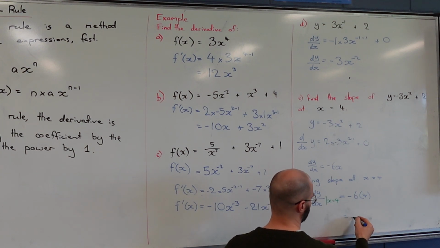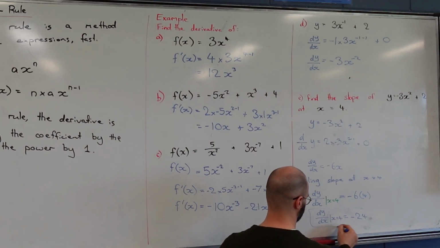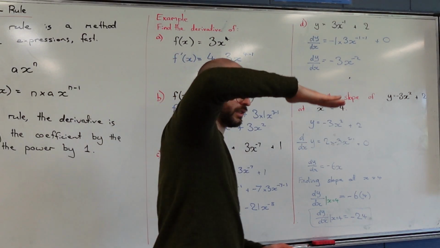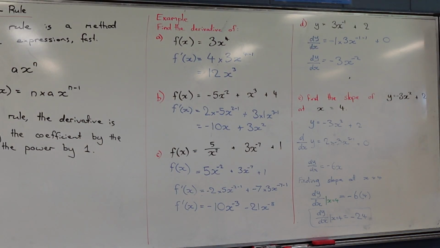So 6 4s are 24. What's the slope when x equals 4? It's got a slope of 24. So the tangent, which is y equals minus 3x squared plus 2. Oh, plus 2. Okay. I'll just do that.